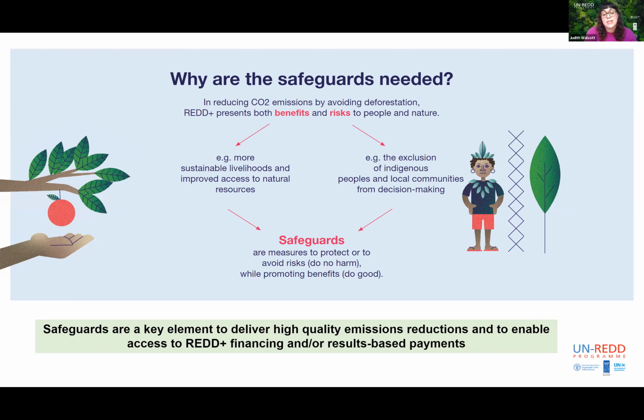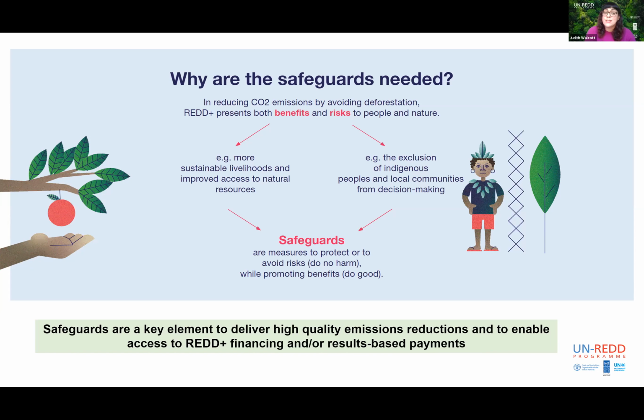Therefore, we have safeguards in place, which are measures to protect or to avoid or reduce potential risks and harms while promoting benefits. And I think this is one of the key aspects of REDD+ safeguards compared to maybe safeguards that a bank would have, which are very much focused on avoidance of risk. REDD+ safeguards, on the other hand, are focused on not only avoiding and mitigating potential social and environmental risks, but also enhancing and securing additional social and environmental benefits. These are sometimes called co-benefits or non-carbon benefits or multiple benefits. And this is one of the key aspects of REDD+ in general and not just of safeguards.